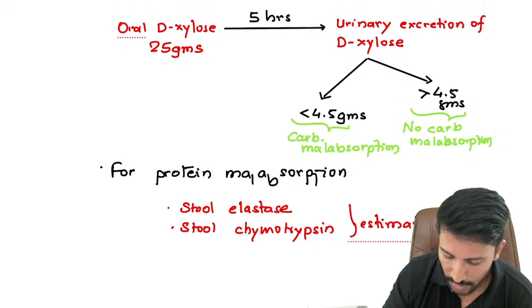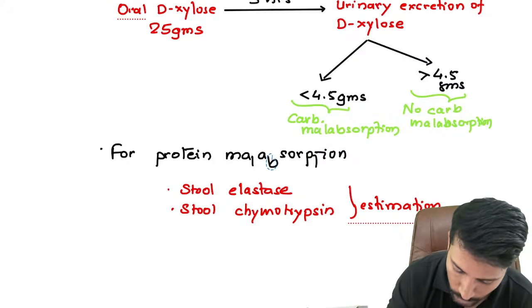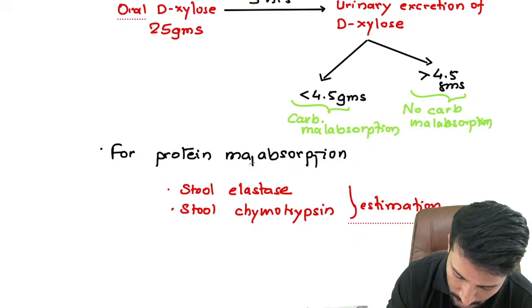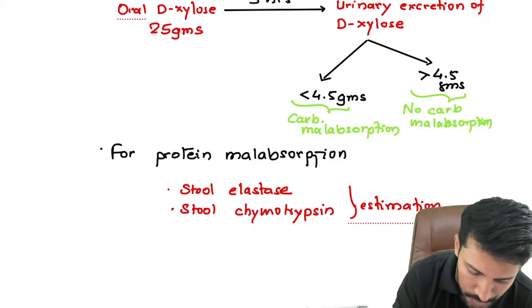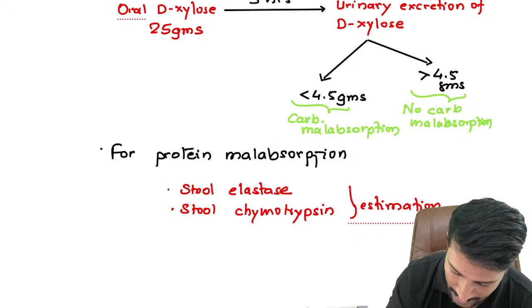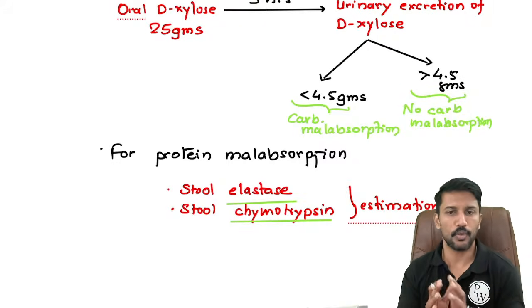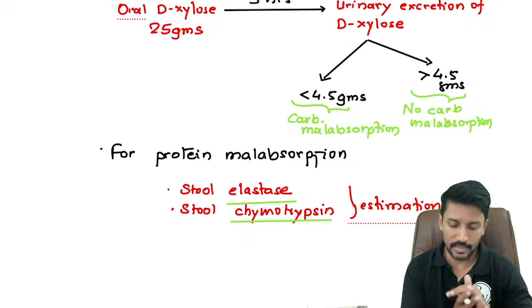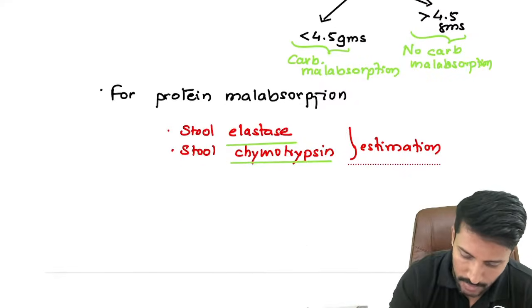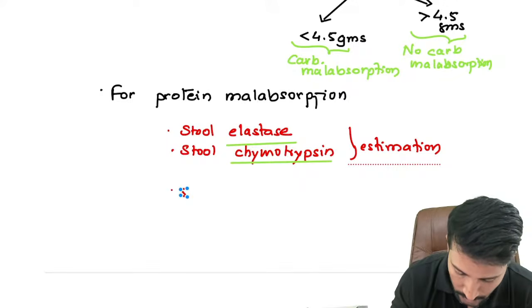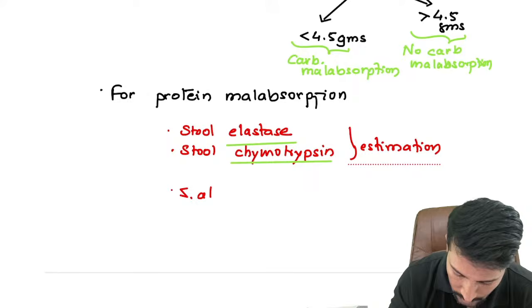Okay. Similarly, what test can I do for protein malabsorption? The test I can do for protein malabsorption is to check the stool elastase and chymotrypsin levels. Of course, we will have the clinical features. So one more thing that we can consider here is the serum albumin levels.